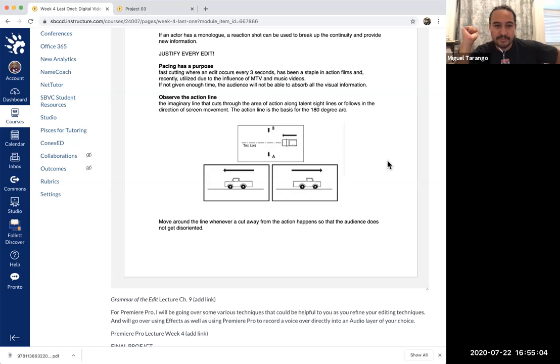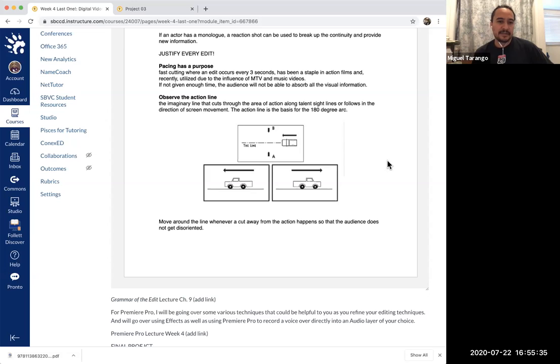Pacing should have a purpose. Fast cutting, where an edit occurs every 3 seconds, has been kind of typical today. It's been a staple in action films, and recently utilized, I would say at least in the last 30, 40 years. A lot of that influence comes from MTV and music videos, the heavy music videos of the last 25 years, or at least from 1980 till I would say around 2005, because we really haven't seen too many music videos on MTV lately.